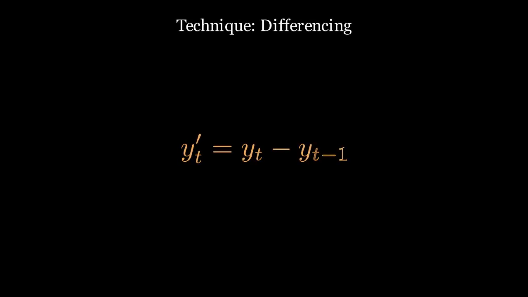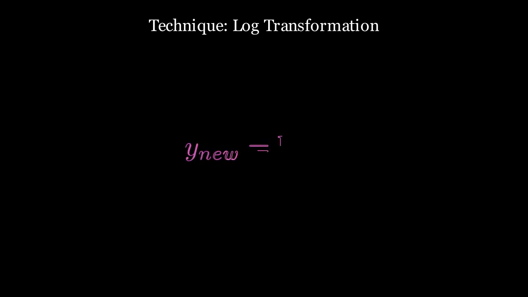What if our mean is moving? We use a technique called differencing. Instead of looking at the absolute values, we look at the change from one day to the next. This I in the ARIMA model stands for integrated, which refers to how many times we had to difference the data to make it stationary.